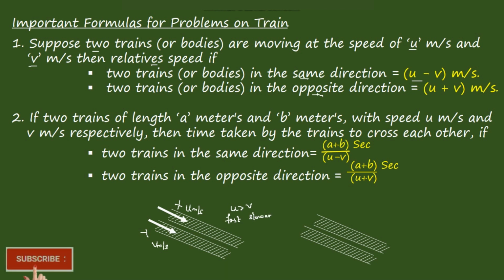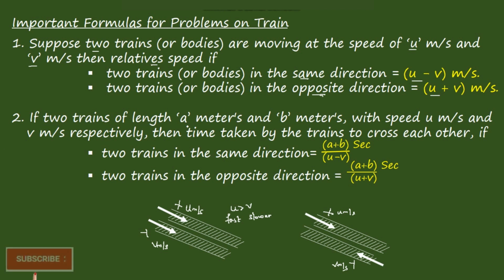If two trains are moving in the opposite direction, if you consider two trains x and y, with the speeds of u meters per second and v meters per second, then the relative speed is given as u plus v. Come to the second point.